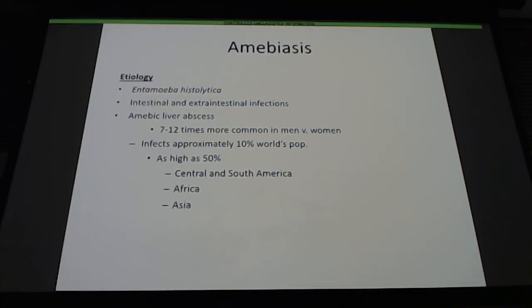It affects about 10% of the world's population, as high as 50% in Central and South America, Africa, and Asia. Those are the large endemic areas. This thing usually lives in 2 different forms. When it's outside of the body, it's in a cyst form, which protects it from the environment and allows it to survive. Once it gets inside of our body, it becomes a trophozoite, and that's when it becomes invasive and starts causing this disease.